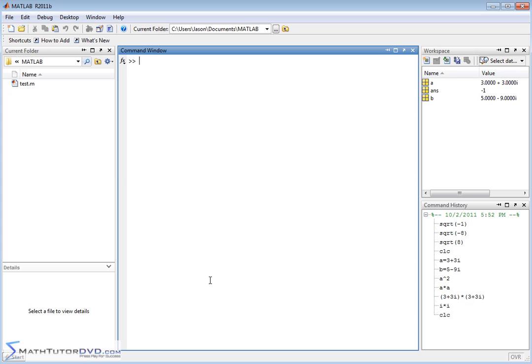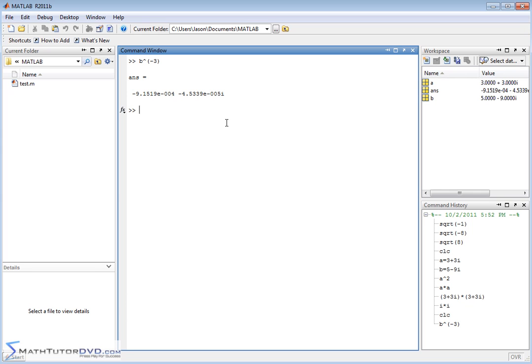So you can also raise things to a negative power. So this b to the -3, and b, by the way, we've already defined, 5 minus 9i. When you raise it to a negative power, it's like saying 1 over b cubed. It does all that math for us, and so we have a very small real part, negative 9.15 times 10 to the -4. The imaginary part is also very small, negative 4.53 and so on, times 10 to the -5. So it does all that stuff behind the scenes, which is great.